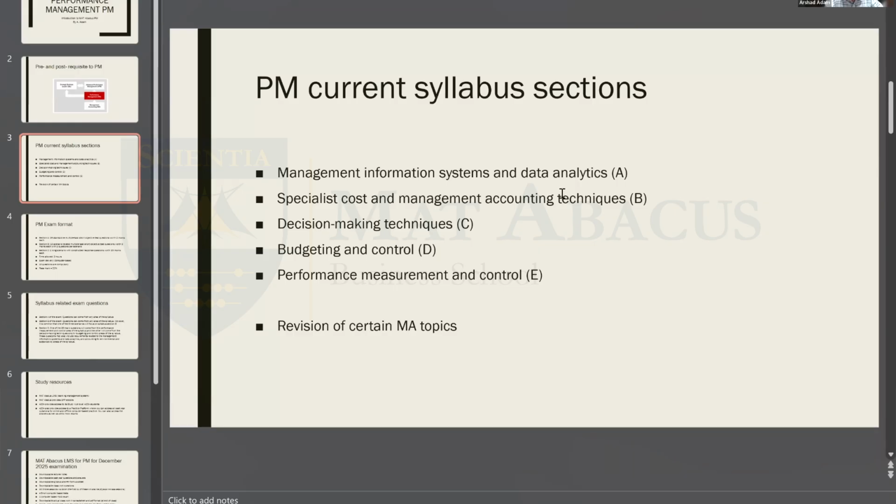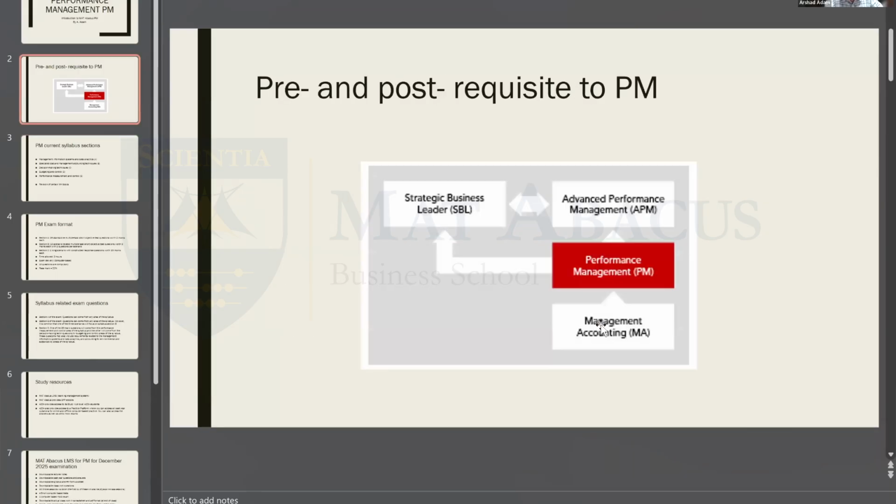Along the way, like I'm saying to you just now, you will have done management accounting before you come to performance management.